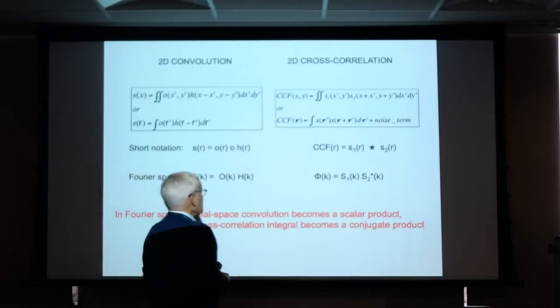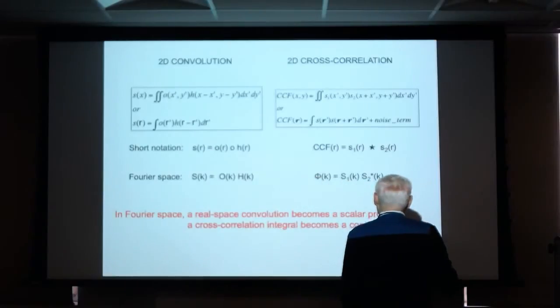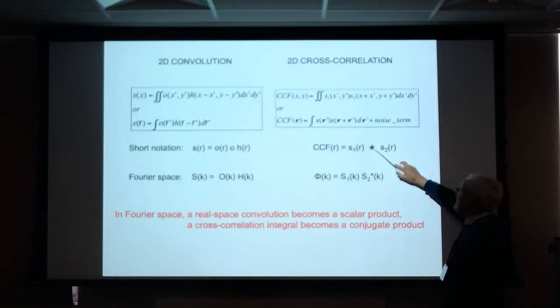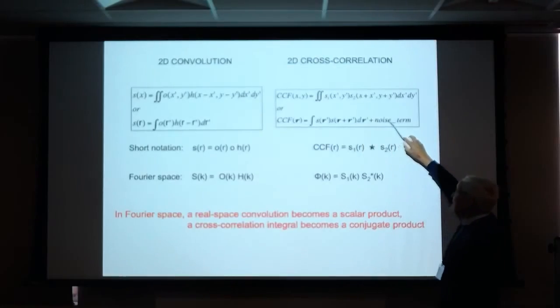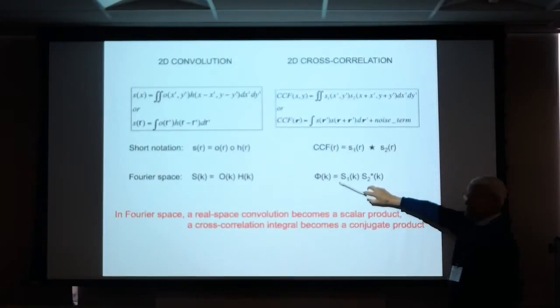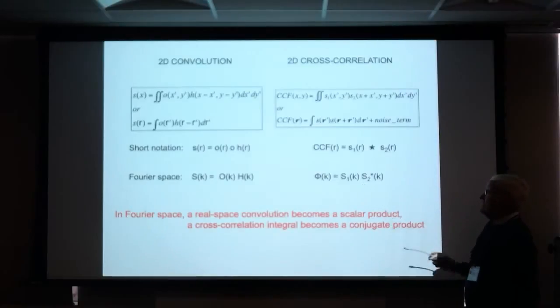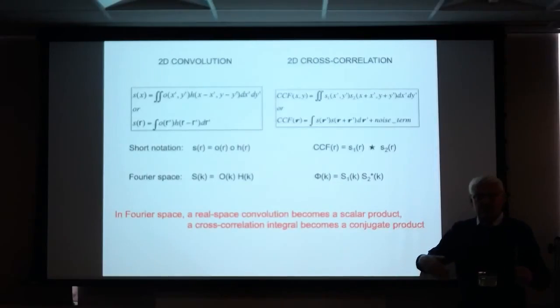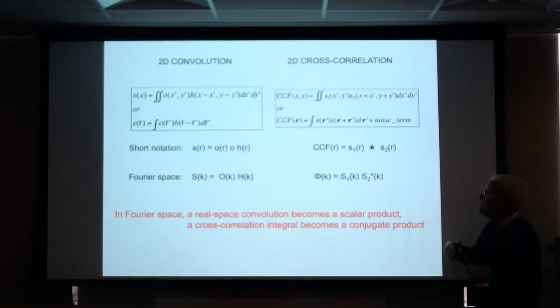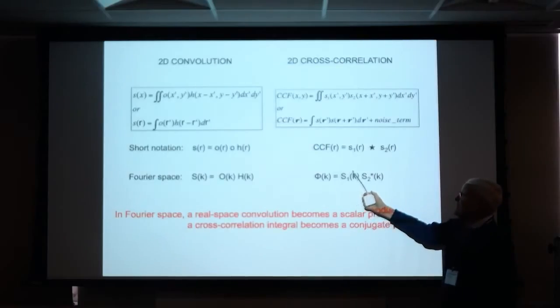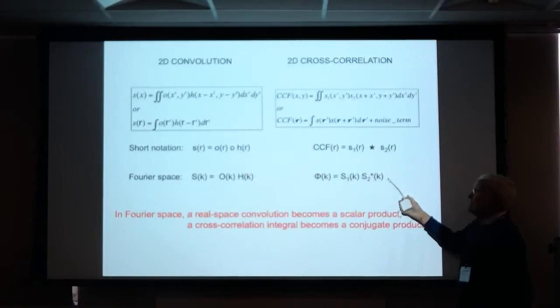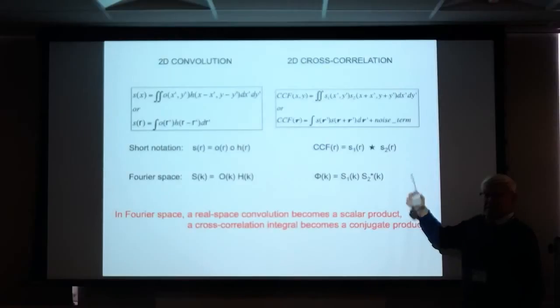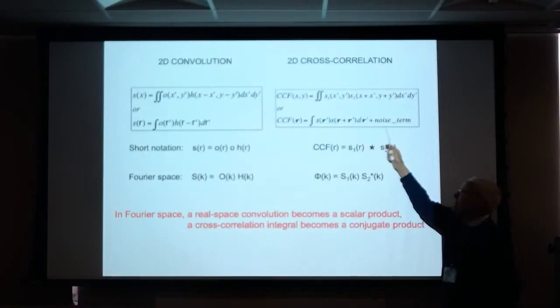Cross-correlation has a very similar simplification in Fourier space. I symbolize cross-correlation in this way, but it's a very complicated expression in real space. And in Fourier space, it collapses into something very simple. It's again a product, but it's a conjugate product. So in order to compute a cross-correlation function, all we have to do is Fourier transform both images, and then we take the Fourier transform of one image and the conjugate Fourier transform of the other, form the product, and then go back into real space. That sounds very complicated, but actually it is much, much faster than going through the real space calculation.